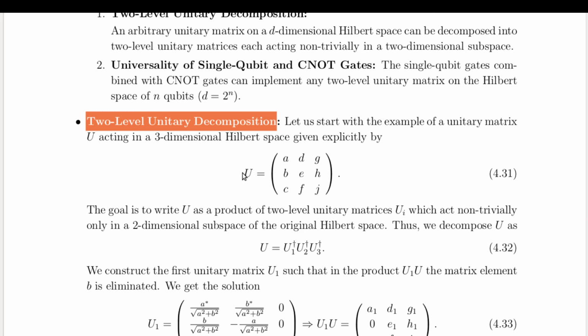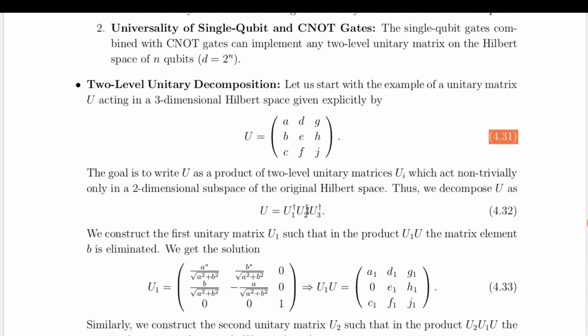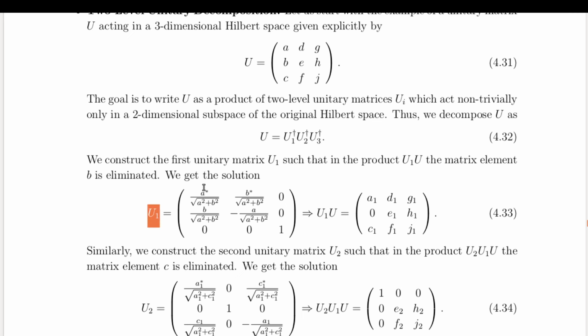We can decompose it into a product of 2-level unitary matrices, each affecting only 2 qubits, i.e. unitary matrices acting in a 2-dimensional subspace. For example, starting with the matrix U given in equation 4.31, we construct smaller matrices step by step. The first matrix U1 eliminates the matrix element B in the original matrix as shown in equation 4.33.